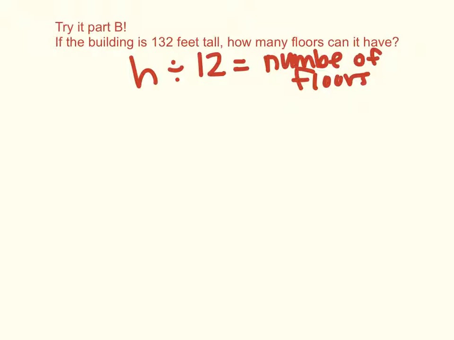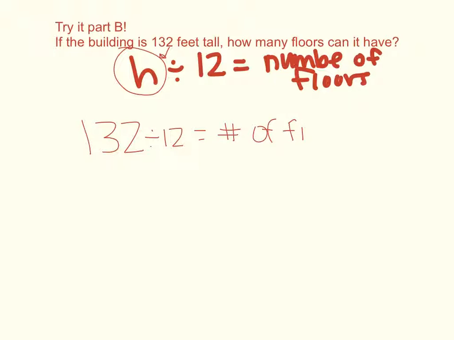Okay, so we're going to substitute in for H. We're going to substitute how tall the actual height is. It's 132 feet. If I divide that by 12, which is the number of feet each floor is, it will give me the number of floors.